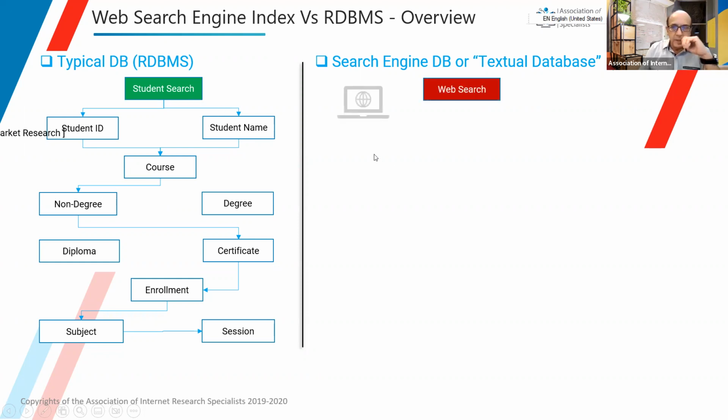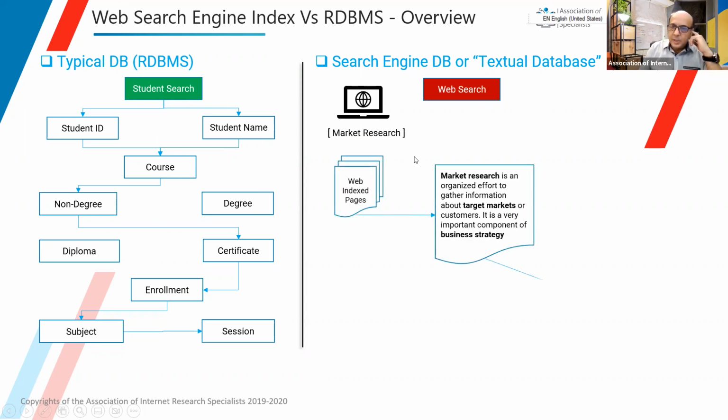But when you compare it to the textual database, you would see that the web pages shown here, as the one that says web index pages, could be any number of pages. And these pages are nothing but textual content. So it has a lot of information which is linguistically inclined, and therefore the search has to match the words or the phrases or the search terms that you're looking for and pull that specific page. As an example, take the word market research.